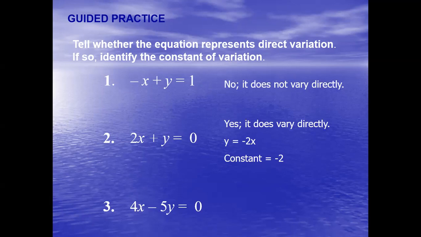Example 3, we will solve it for y, then negative 5y equals negative 4x, and y equals 4/5 x. So yes, it does vary directly. So the constant of variation is 4/5.